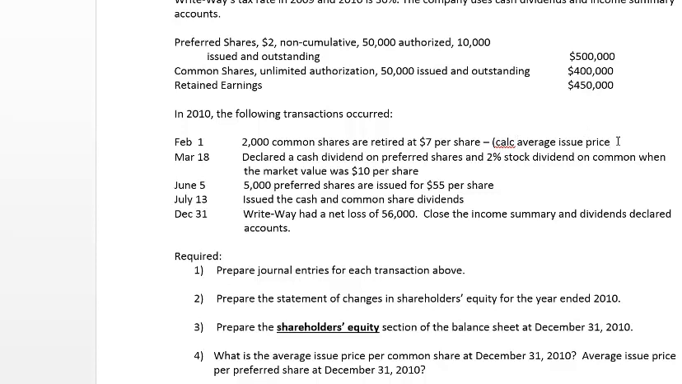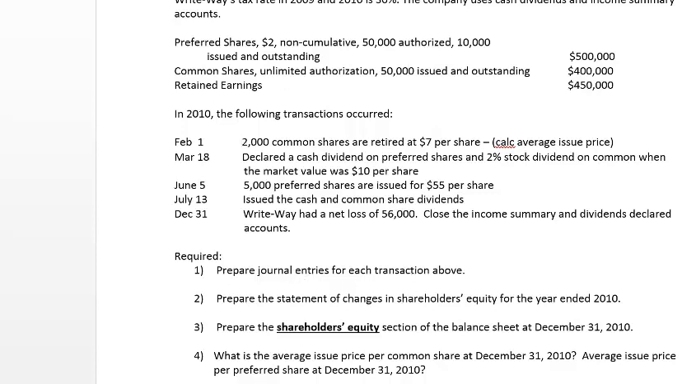So make sure you calculate the average issue price, in this case for the common shares, because you need to debit or remove a balance from the common shares, which is equal to 2,000 times that average issue price. We use the average issue price because we're saying on average, we know that shareholders gave us $400,000 for the 50,000 shares we gave them. So on average, the shareholders gave us $8 a share, right? $400,000 divided by 50,000. And that's the amount at which we are going to remove each common share from our common share account, and in this case, we're removing 2,000.